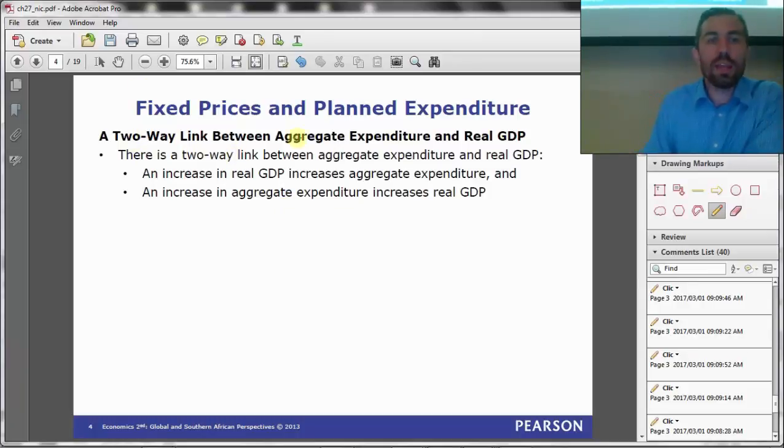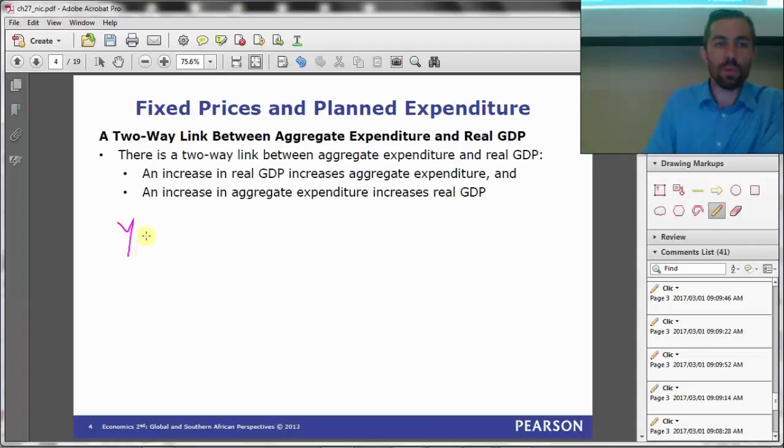There's a two-way link between aggregate expenditure and GDP. What is the nature of this two-way link? Well, an increase in real GDP increases aggregate expenditure, and an increase in aggregate expenditure increases real GDP. And then it says this chapter is going to explain what that means. I don't think that it really makes very clear what the explanation is. I could be wrong. It's just when I read it, I don't get that.